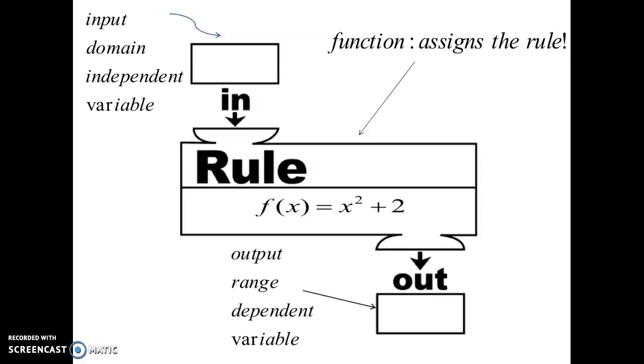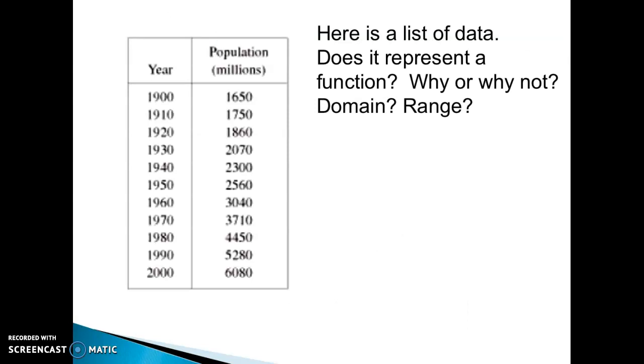So if I called this machine "take everything I give you and square it and add 2," that's what this machine does to whatever is input. So if I input 5, it will square that input and then add 2 to get a result of 27. So in this case, we get a numerical result.